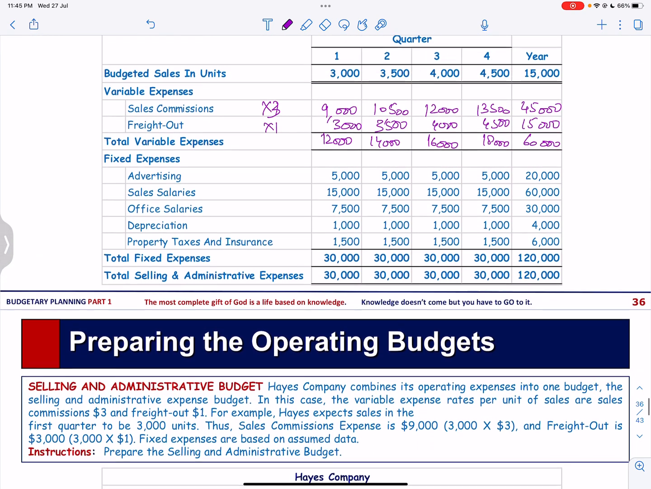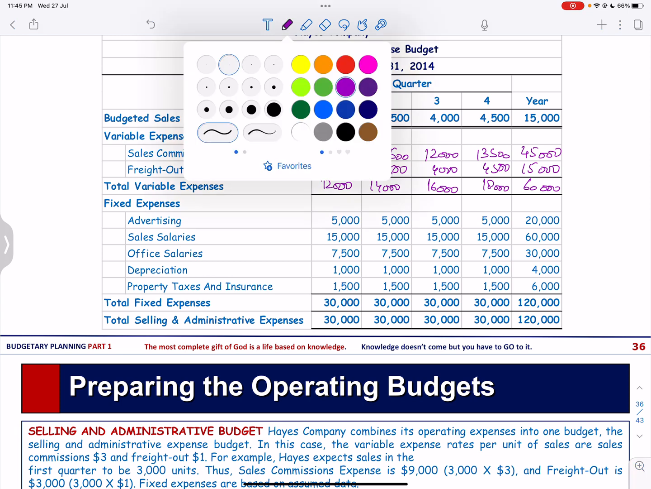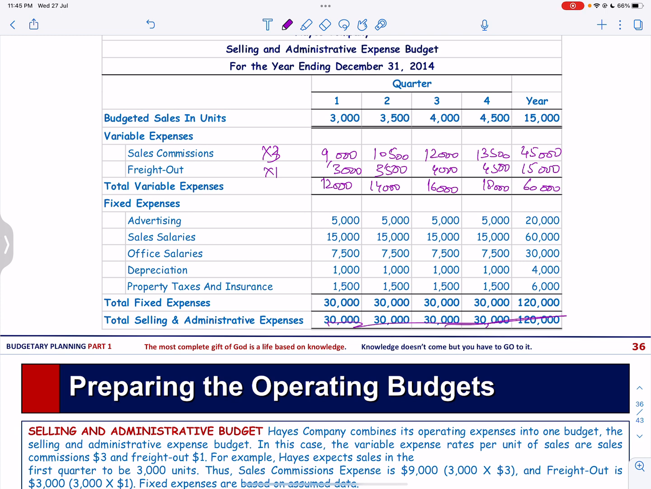Now once again, you can see that the total fixed costs are assumed, they are given to us. So the total selling and administrative cost, there is a mistake over here. It cannot be 30,000. It should be a summation of 12 plus 30, that will make 42, and 14 plus 30 will be 44, 16 plus 30 will be 46, 18 plus 30 will be 48, and 60 plus 120 will be 180,000.